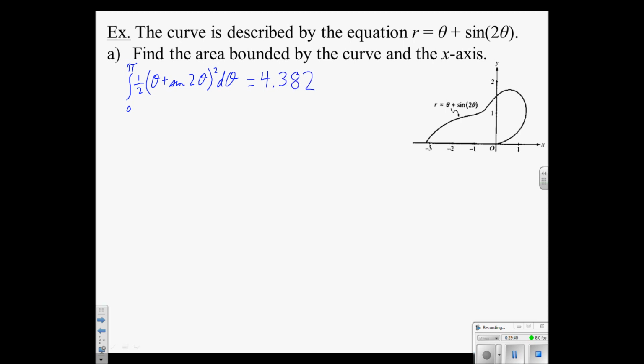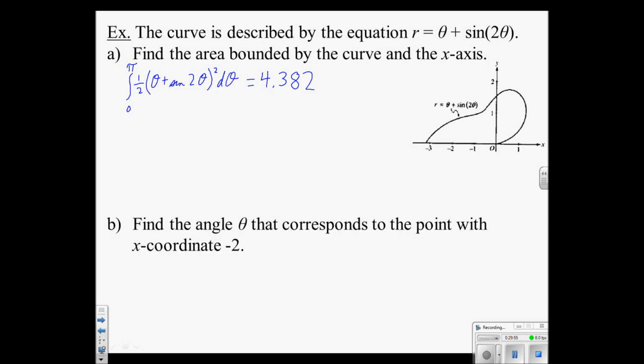Okay, so there's my answer from the calculator. As always, make sure you set up the integral, tell me the endpoints, tell me the integrand, meaning what function you're integrating. Don't forget that 1/2, and then we use Math 9 to come up with an answer.